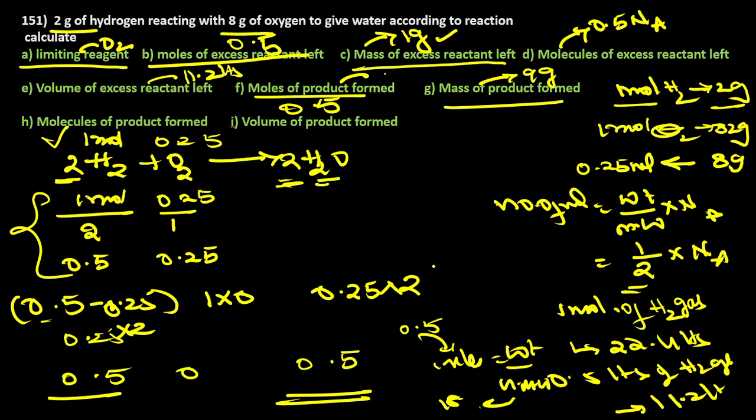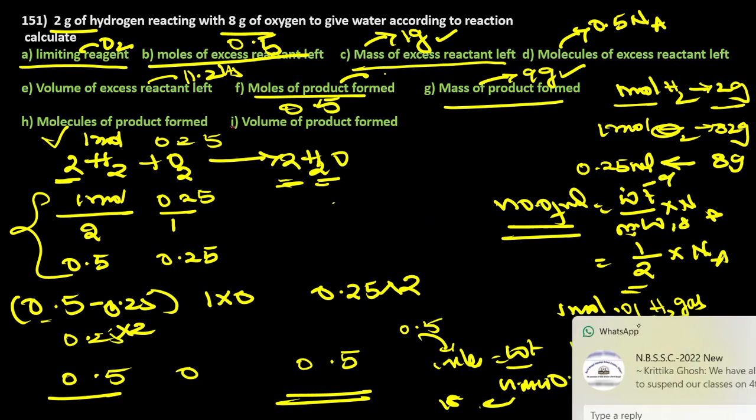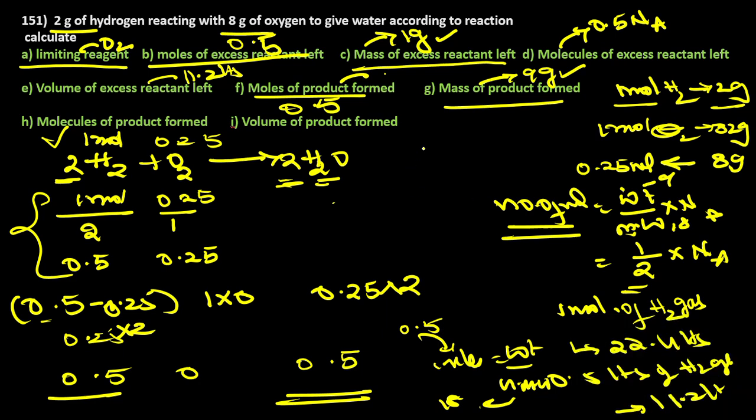And the number of molecules formed, same formula, weight upon molecular weight. Weight of H2O is 9 grams, and molecular weight of H2O is 18. So 9 by 18 into Avogadro number, it comes to 1 by 2 only. That means the same, 0.5 Avogadro number of molecules will form.